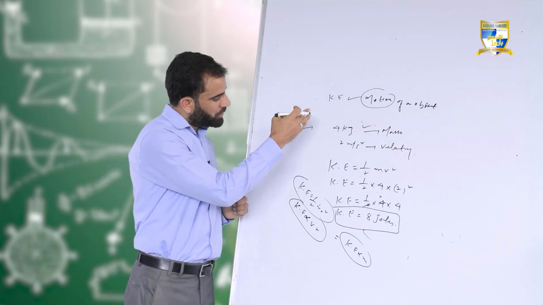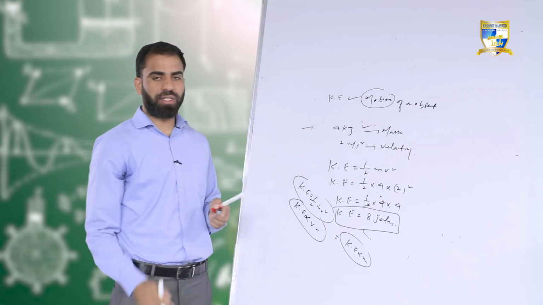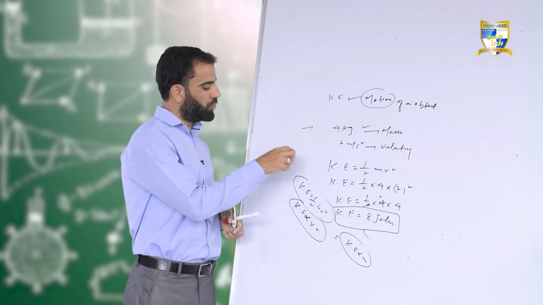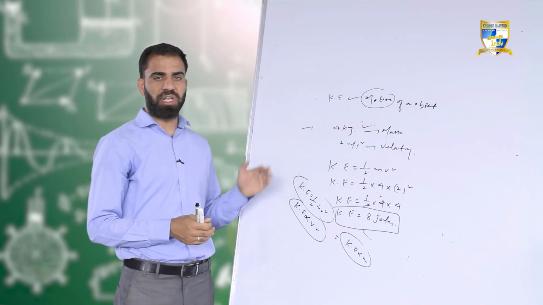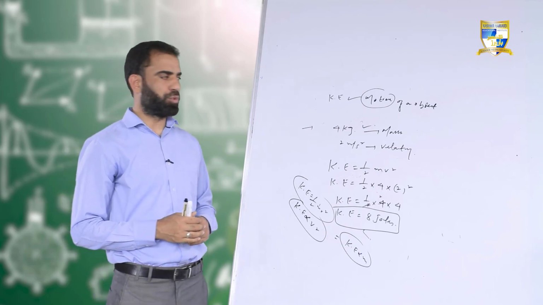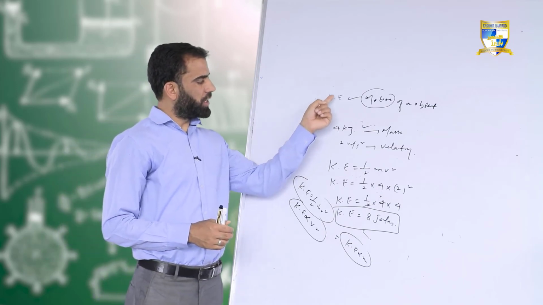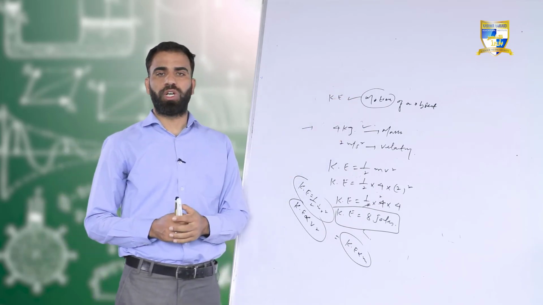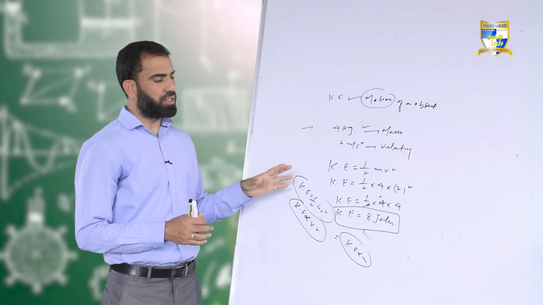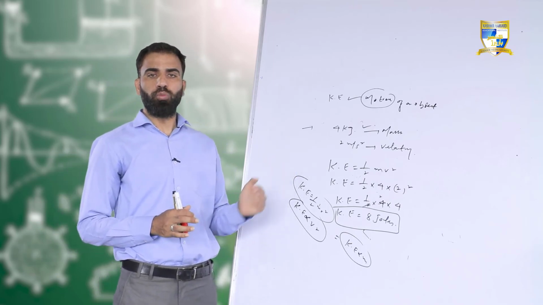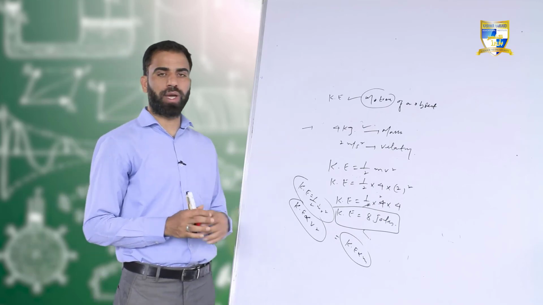So we have seen that kinetic energy has a direct relation with the velocity of an object, and it has a direct relation with the mass of an object. And one more thing, kinetic energy is associated with the motion of an object. When there is motion, there is kinetic energy. When there is no motion, there is no kinetic energy.